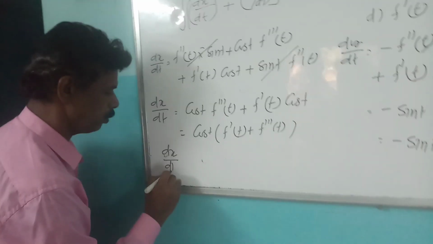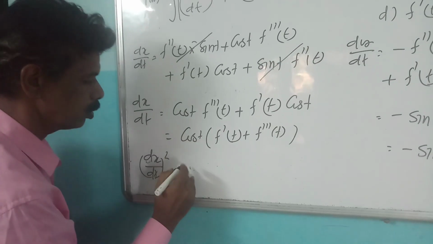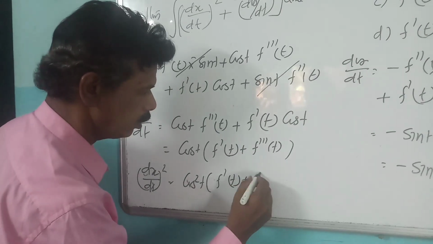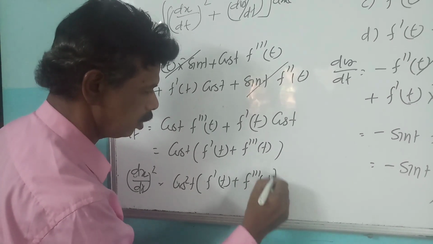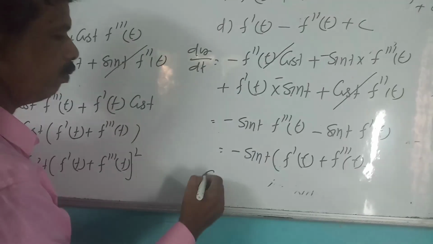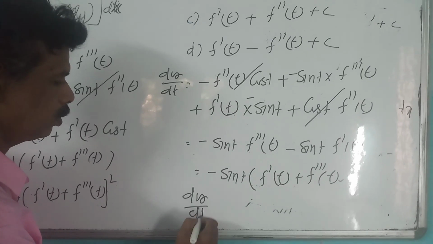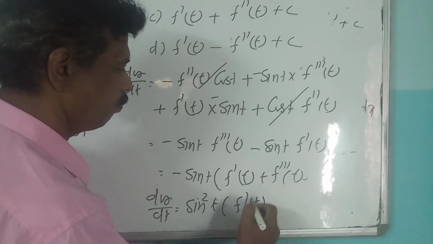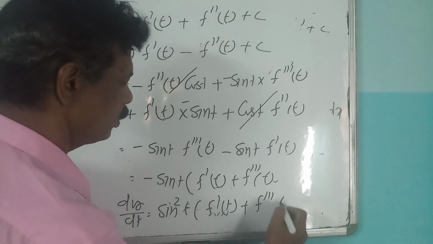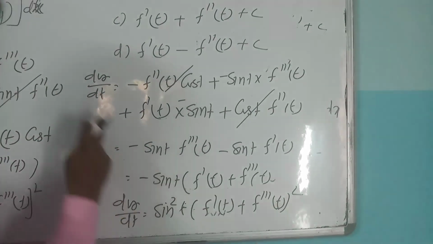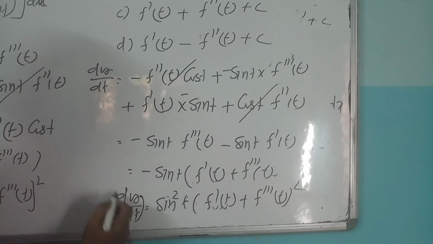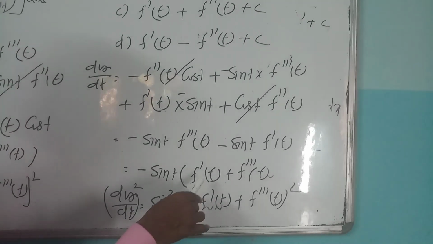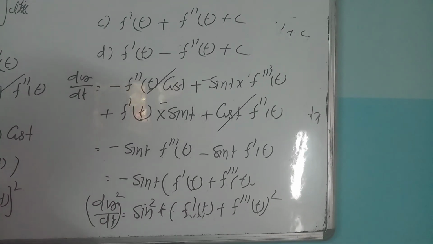dx by dt the whole square equals cos square t into f dash t plus f3 dash t the whole square. Here also dy by dt the whole square equals sin t minus sin t the whole square, sin square t into f dash t plus f3 dash t the whole square.